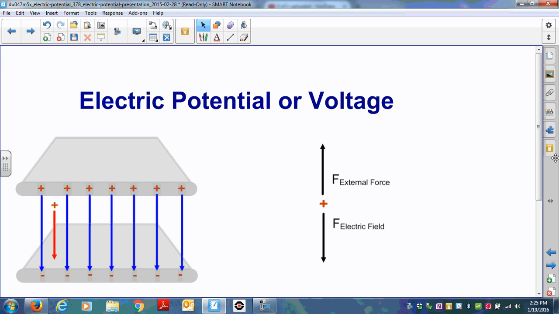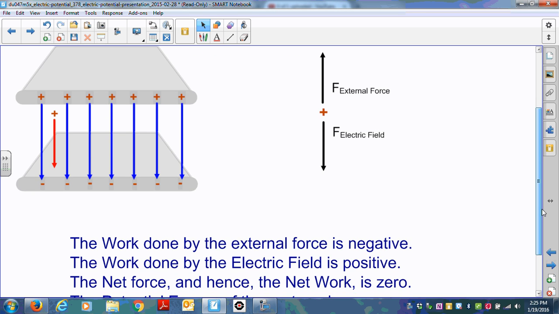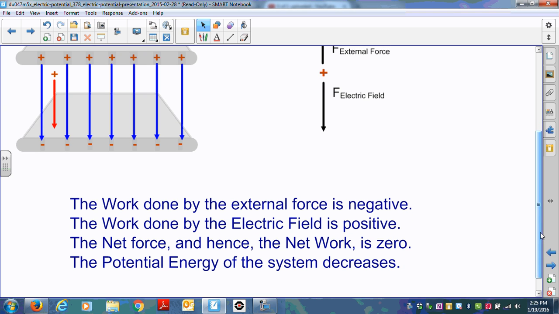Okay, so here are our two forces. They're equal in magnitude but oppositely directed. But remember, the charge is still moving at a constant velocity. The work done by the external force is negative. The work done by the electric field is positive because it's moving in the same direction as that force. The net force, and hence the net work, is zero. The potential energy of the system decreases.